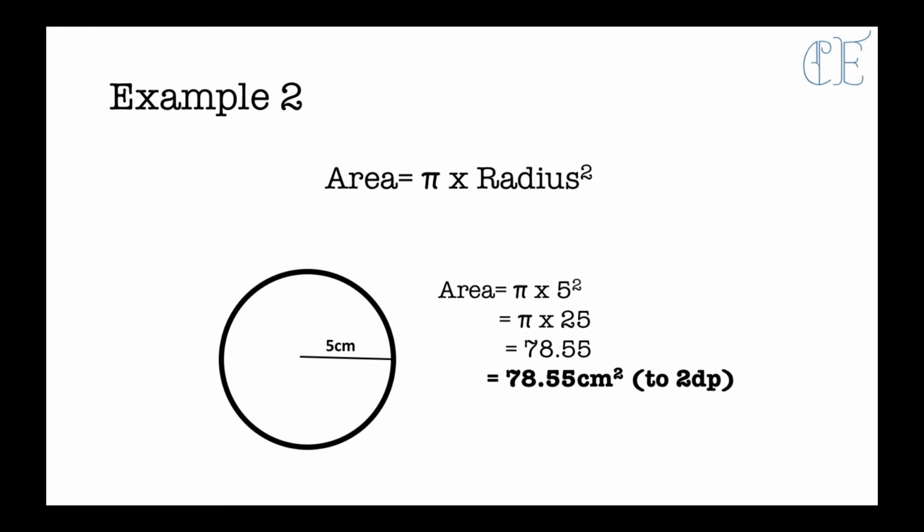I've just chosen to round to 2 decimal places. If your exam paper does tell you to round, then do it. If not, I would decide on whichever way you want to round yourself. 1, 2 or 3 decimal places, depending on accuracy.